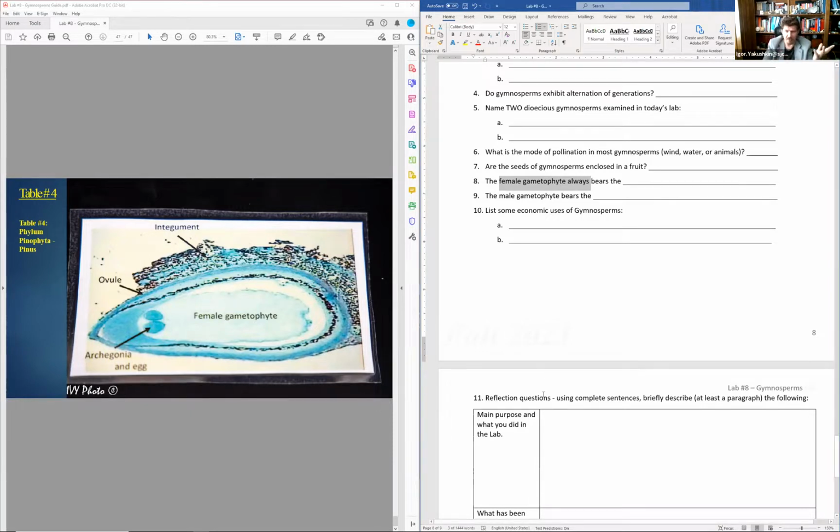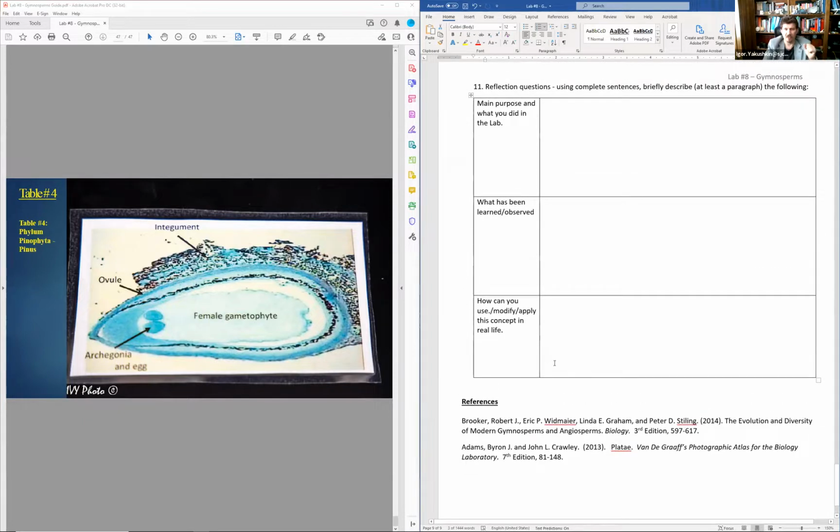Essentially we're done. You will need to do the main reflection questions on your own: the purpose, what you learned, what you observed, whether you had anything new, and then how you can use, modify, or apply this concept in real life. Again, try to be a little more descriptive on those. At least a paragraph. Don't just give me one-liners. Not good. I will deduct points for one-liners. Yes, it's only one or two points, but over a period of 20 labs, that's 20 points. We have 21 labs total in this course.